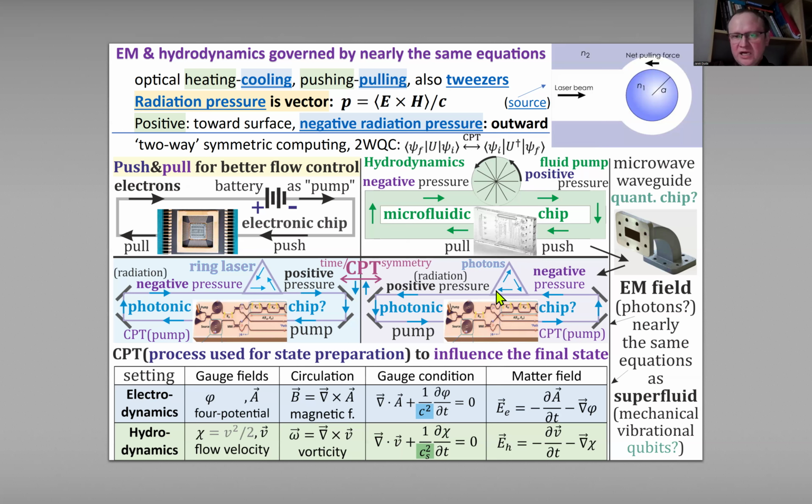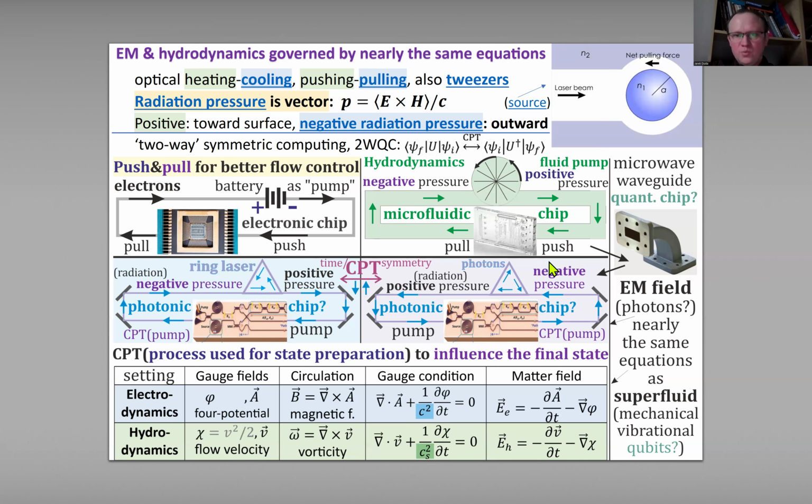In a ring laser, we force photons to circulate in one direction. Thinking about this ring laser, it injects the photons into this, let's say, quantum photonic chip. But from the perspective of CPT symmetry, we reverse the photon trajectory, and now we inject the photons from the opposite side. So we act from both directions, we both push and pull the photons. Or the opposite, from the CPT perspective, push and pull.